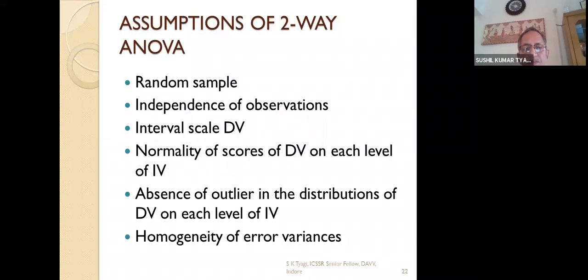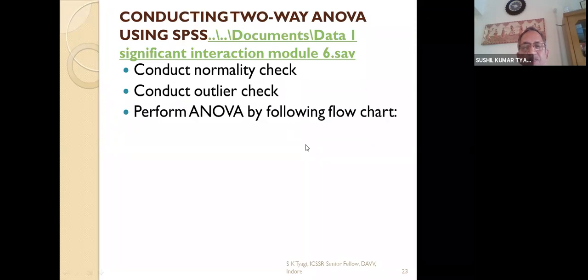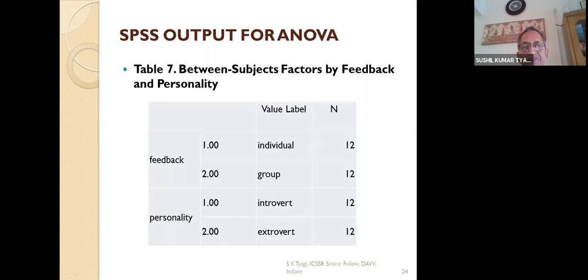Then, conducting two-way ANOVA using SPSS. So this is my data set. The steps are: first conduct the normality check, then the outlier check, then perform ANOVA by following the chart. I will show it: analyze, it is in GLM. Yesterday we did univariate. You supply the dependent variable and fixed factor. Then you get descriptives from options and effect size also, homogeneity of variance, and interpret the output, interpret the effect size.